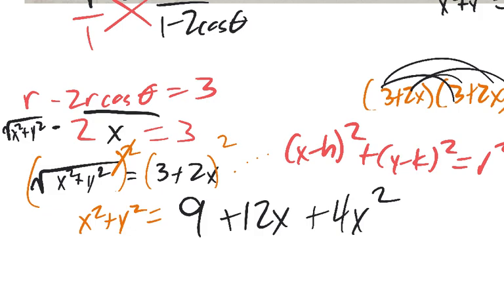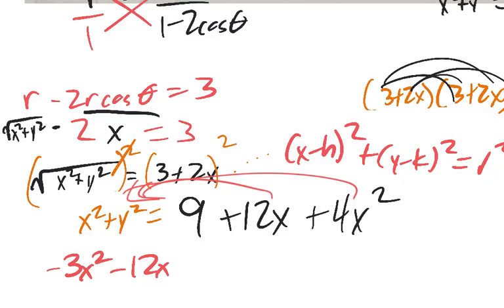So let's get everything that's not a number on the left side. So this is going over. This is going over. Leave 9 by itself. Exactly. So I've got, can I change my mind? You can, sure. Haven't written anything down yet. No, let's just do it. That's going to be, oh my gosh, negative 3x squared minus 12x minus y squared equals 9.